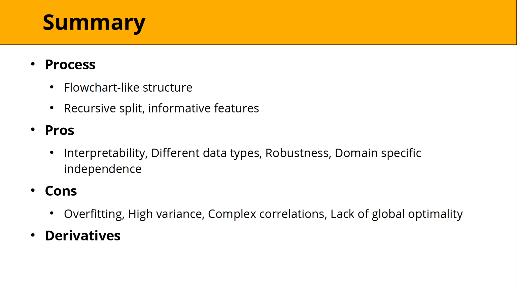Derivatives of decision trees include random forests that utilize an ensemble of decision trees and gradient-boosted trees that iteratively train decision trees to minimize prediction errors, with subsequent trees correcting the errors made by previous trees.